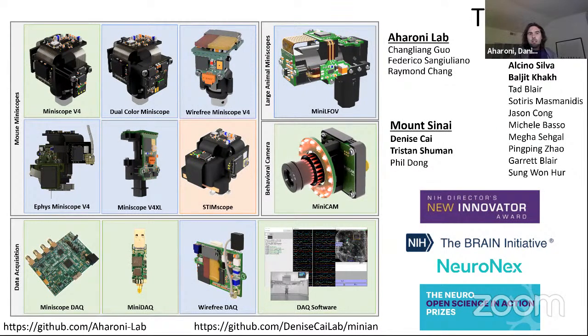Michael Fee's group just put up a paper a few weeks ago on bioRxiv on what they call the FeatherScope, which is a 1 gram scope, sort of for songbirds, and they also built a larger field of view, lightweight miniature microscope. But it's possible.